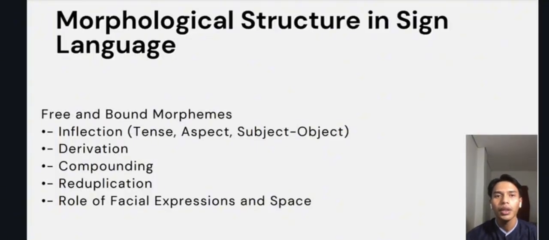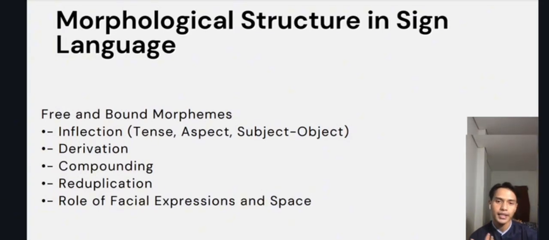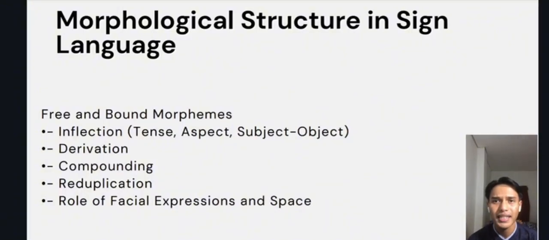Morphological elements include free and bound morphemes, inflection in sign language, derivation in sign language, compounding in sign language, and last, reduplication in sign language. Free and bound morphemes. Free morphemes are signs that can stand alone and have complete meaning. For example, in American Sign Language or ASL, eat and house. Bound morphemes must be combined with other signs to form meaning. For example, in ASL, tense inflection, modifying movement to indicate past or future. Aspect inflection, repeating or extending movement to show the duration of an action.